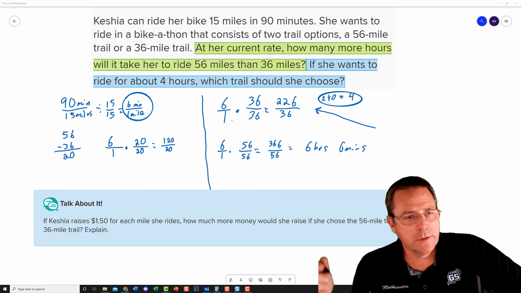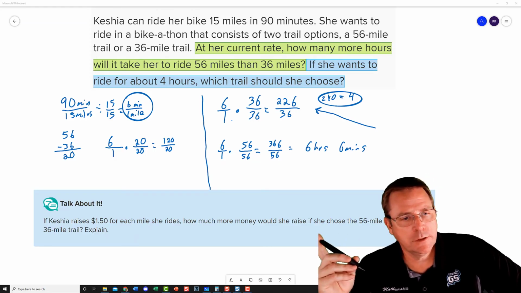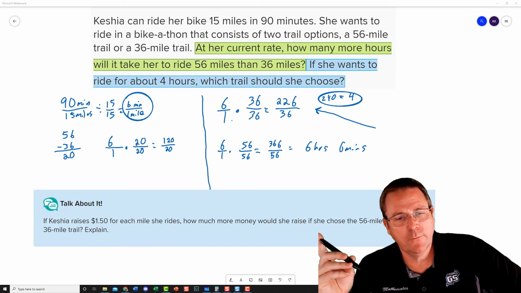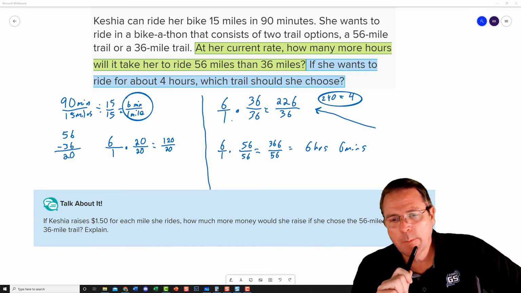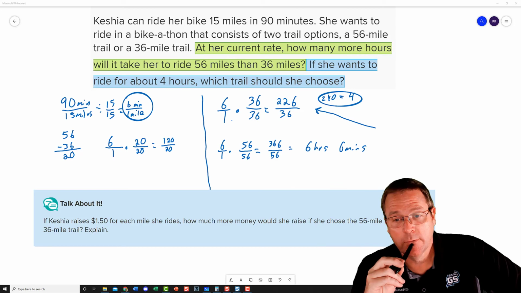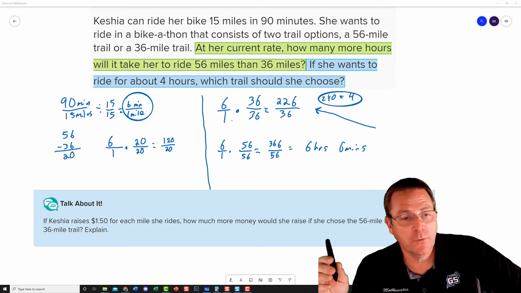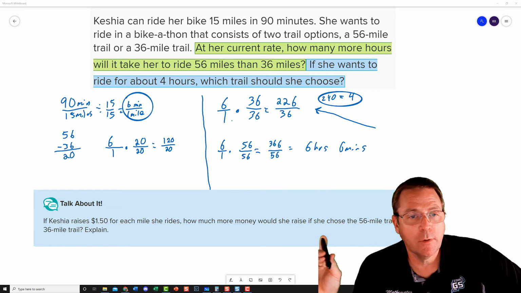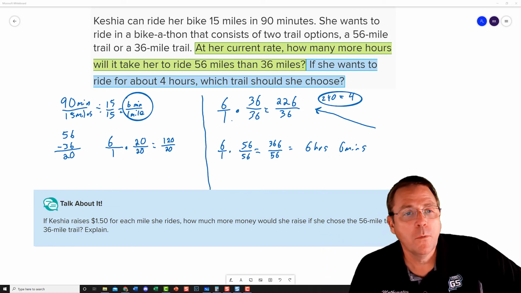Our talk about it says, if Kashia raises $1.50 for each mile she rides, how much more money would she raise if she chose the 56 mile trail instead of the 36 mile trail? Explain your answer. So, well, we could multiply $1.50 times 56 and $1.50 times 36 and then find out what we have there.